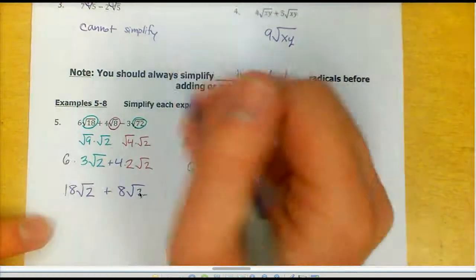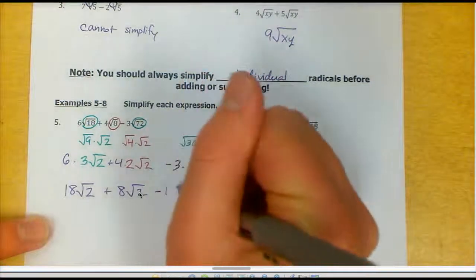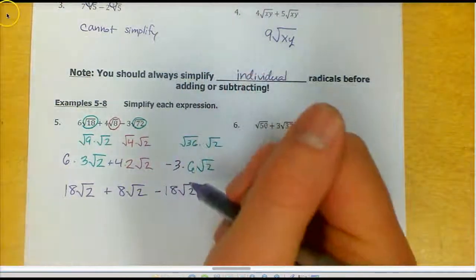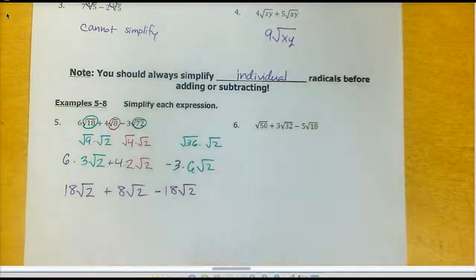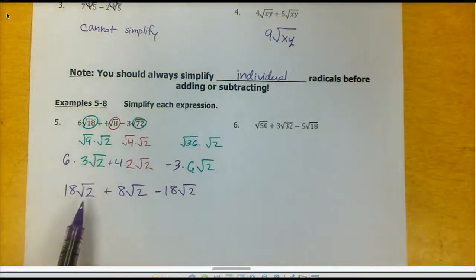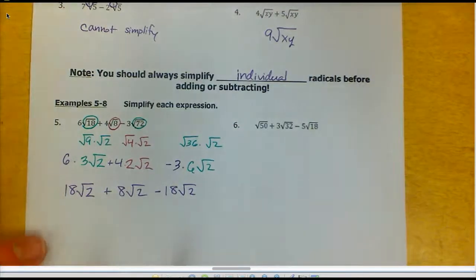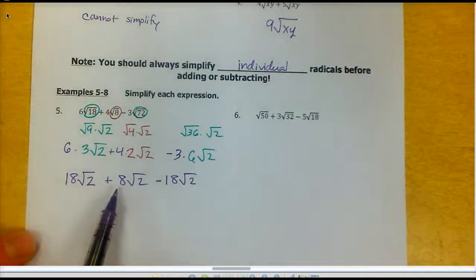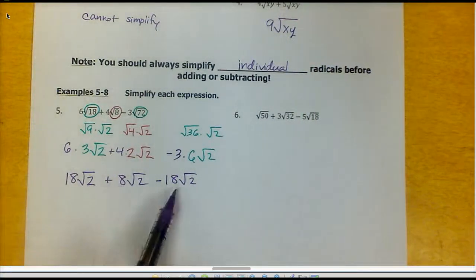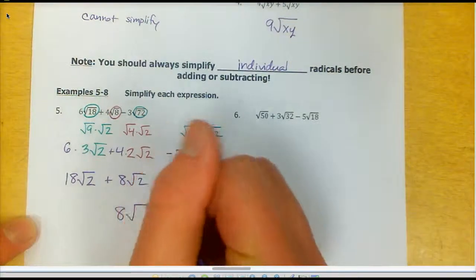Okay, so we have minus 3 times 6 radical 2, which gives us minus 18 radical 2. Now I've simplified each of my individual radicals, and we have a radical 2, a radical 2, and a radical 2, so we've created like radicals. So now I can combine these using the same rules I did in 1 through 4. 18 plus 8 is 26, and then subtract 18 from that, I get 8. So the final answer to this is 8 radical 2.